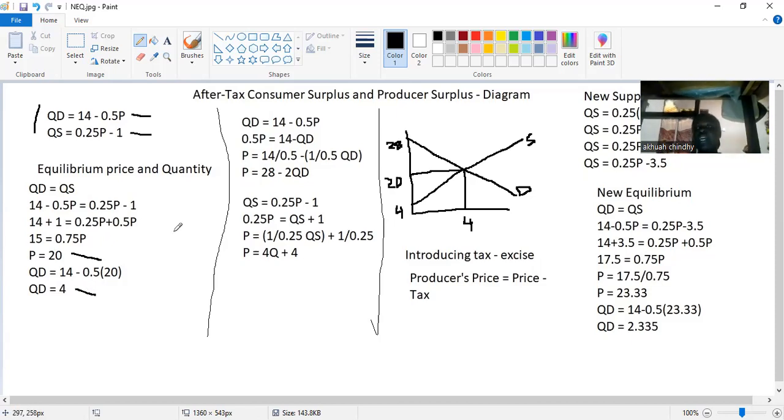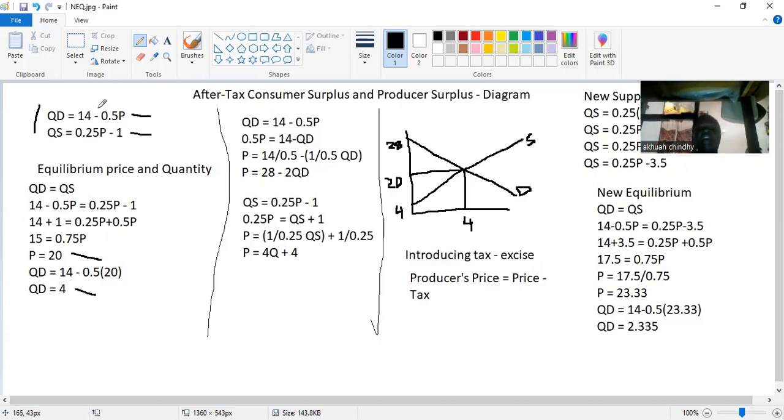Now, we want to draw a diagram for the market demand and the market supply. Someone will pick the demand equation to draw the demand curve. Then you say when Q is 0, what will P be? When P is 0, what will Q be? You do the same for the quantity supplied.